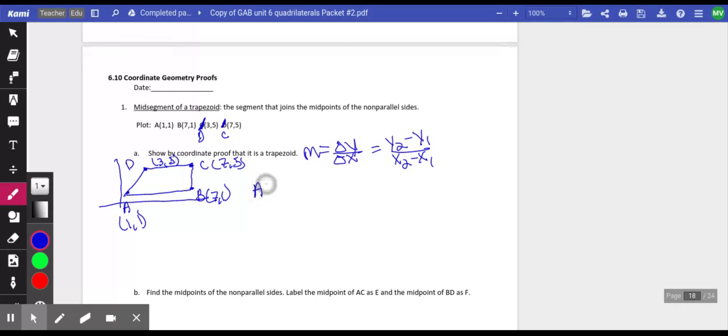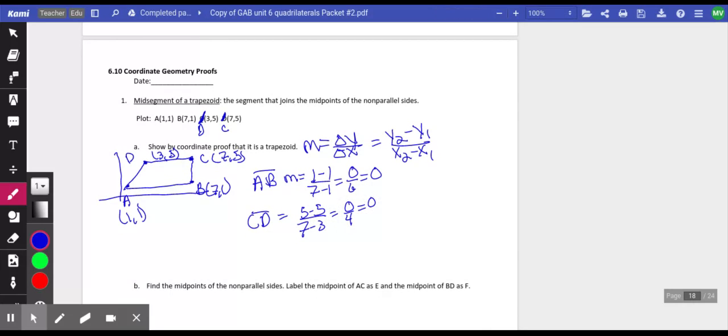And then I need to identify what side I'm finding the slope of. So AB is what I'm finding the slope of first. So that's 1 minus 1 over 7 minus 1, which is 0 over 6, which equals 0. And then CD is 5 minus 5 over 7 minus 3, which is 0 over 4, which also equals 0. Therefore, which is these three little dots, AB is parallel to CD. They have the same slope.